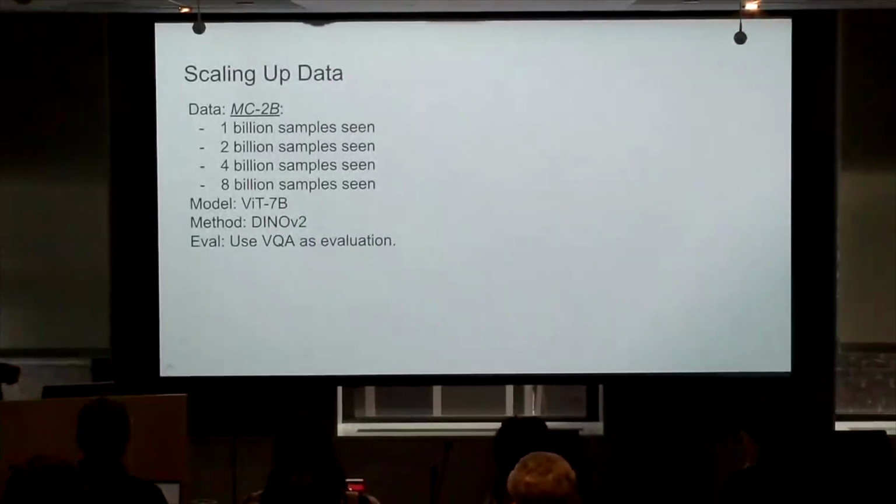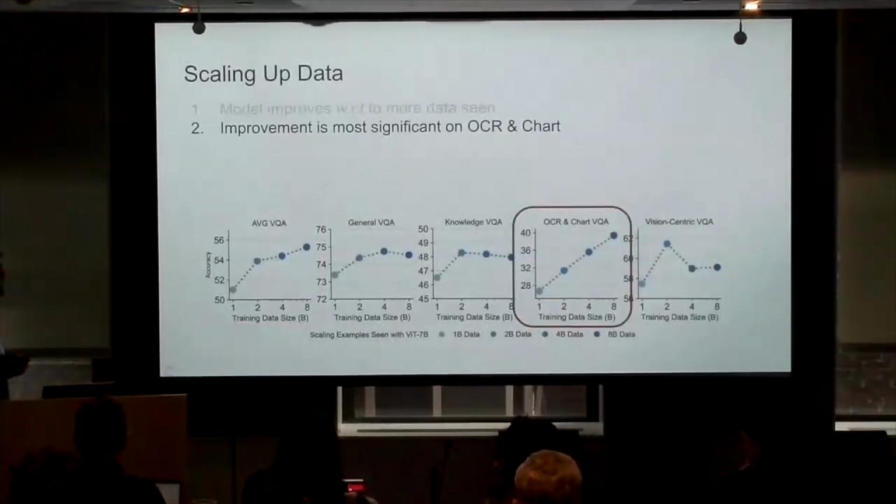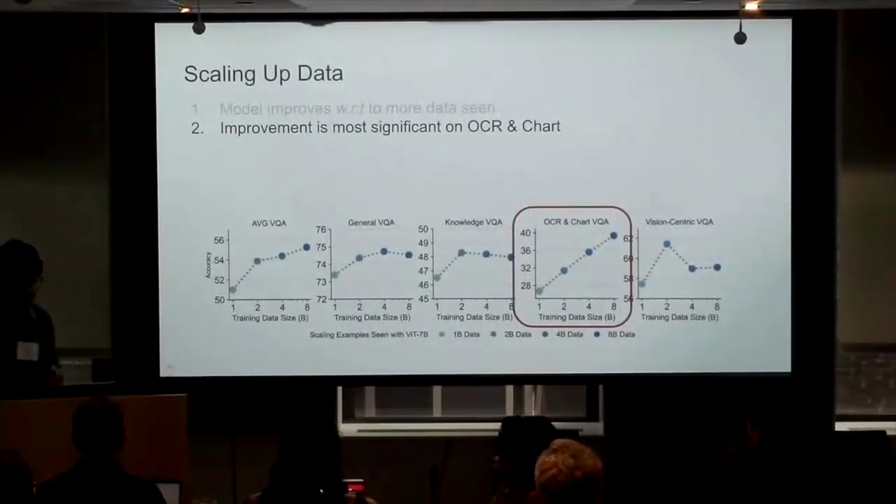We can also scale the data. Here, when we say data, it's more like training iterations, so the number of examples seen from the data set. What we want to see is the model keep improving as we increase the amount of training. We don't see saturation of performance yet, at least on average VQA. Most of the gain actually comes from OCR and chart, so by training longer, you can boost the performance on OCR and chart VQA.